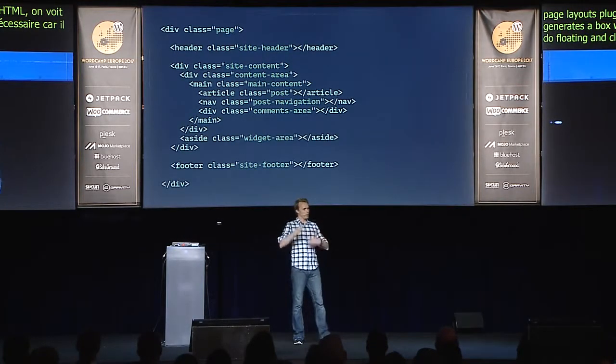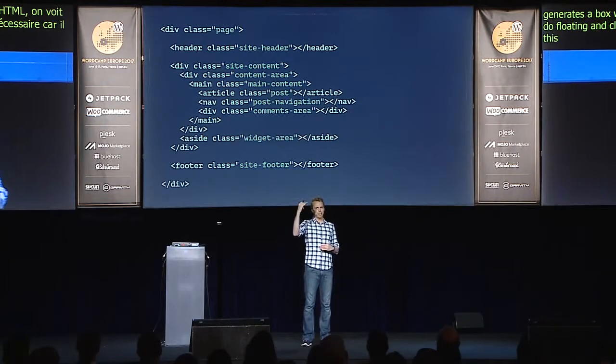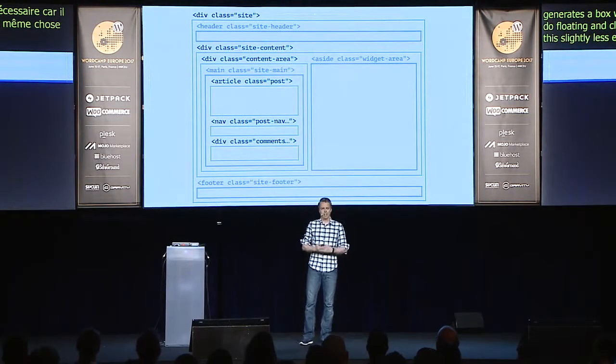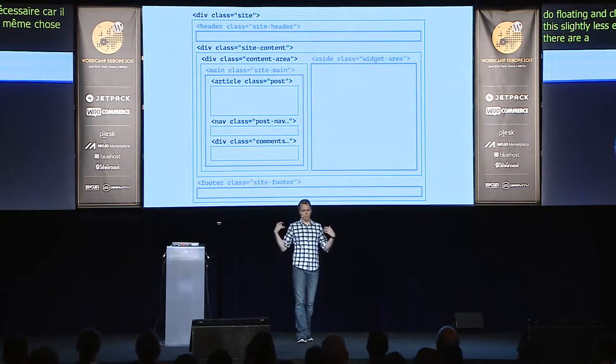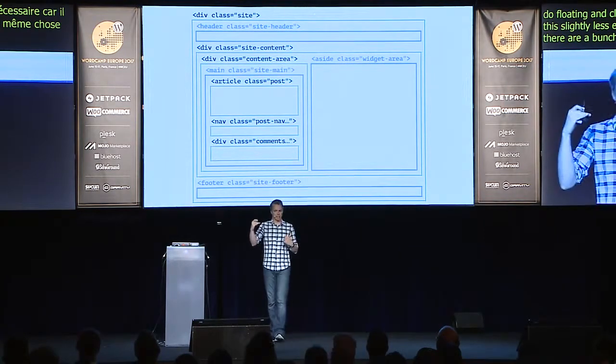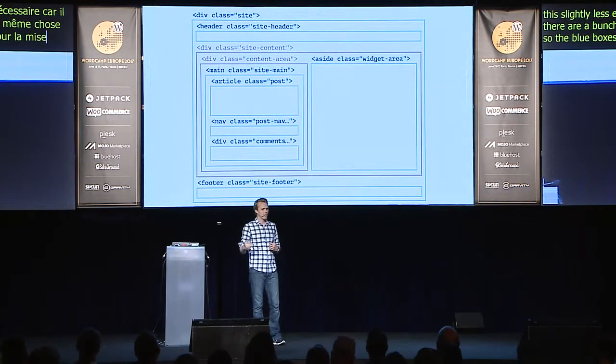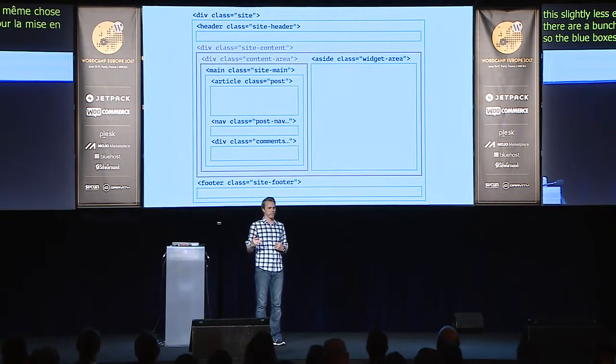When you look at the overall markup of underscores, there's a bunch of elements within underscores that are there solely for the purpose of layout. So the blue boxes here are the header, the main, the aside, and the footer. The red boxes are there for layout purposes.